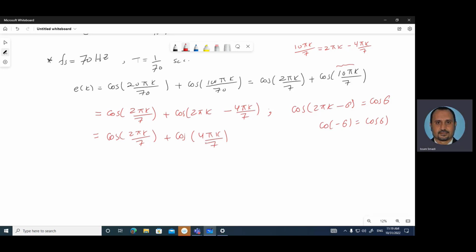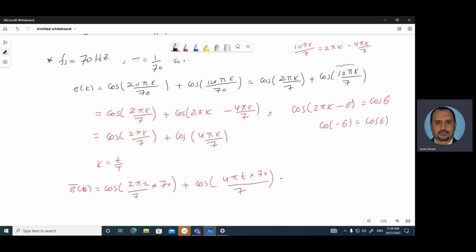So now this is the sampled signal. Now I need to reconstruct it. So simply I will say that k is equal t over T. Yep. So E reconstructed of t will equal cosine 2 pi, instead of k this will be t over T, and I'll multiply here by 1 over T, which is 70, correct? Plus cosine 4 pi t multiplied by 70 over 7.